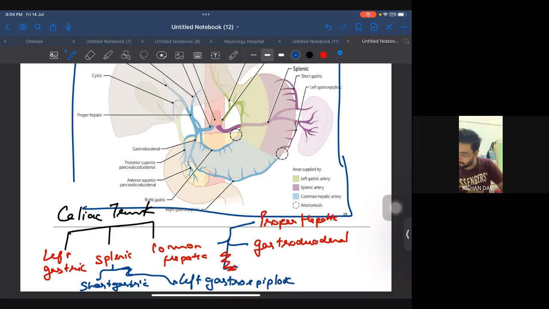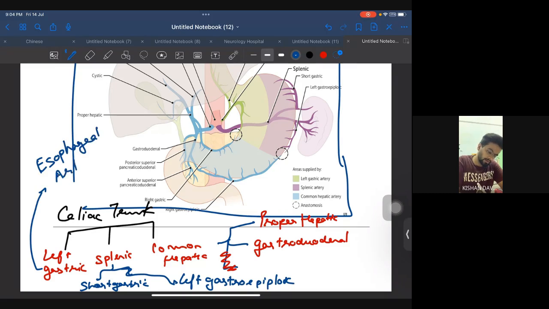Okay. Now left gastric will give to esophageal arteries. Okay, celiac trunk is very important, guys. They will ask you the question. So many questions. Okay, so be sure celiac trunk is very important and high yield.